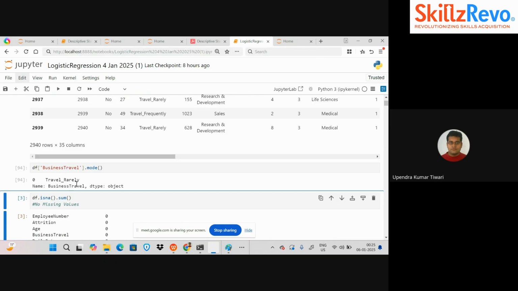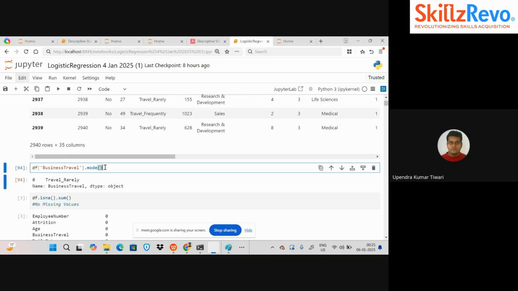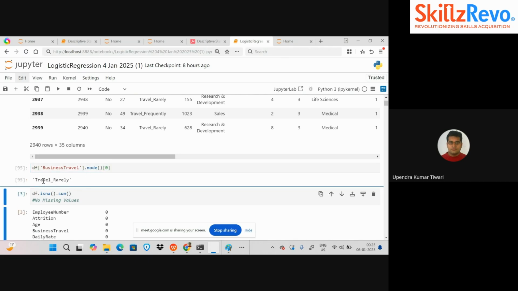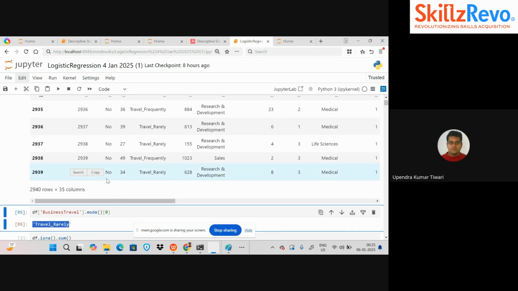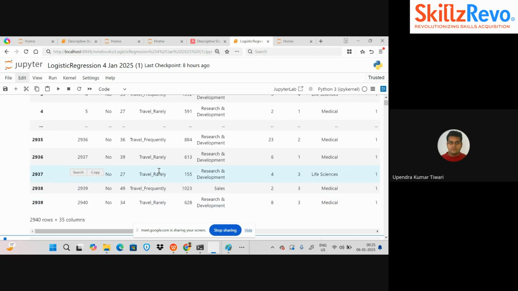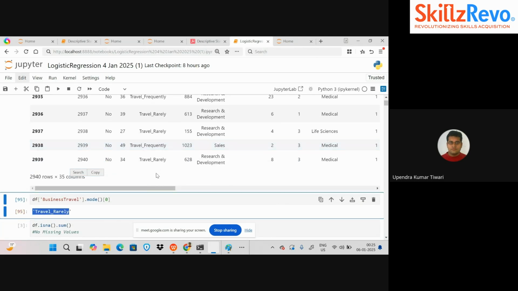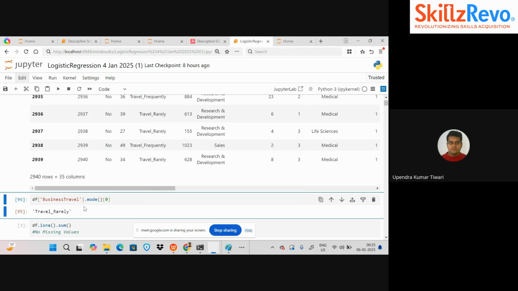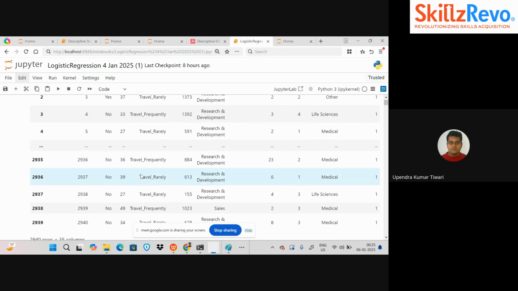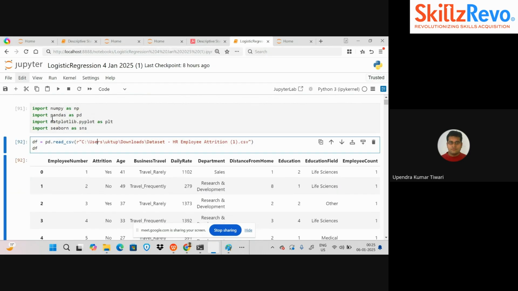See, what is the mode? Even if I take index 0, what is the mode of the business travel? Travel rarely, no? So how has it calculated? It first calculates the frequency count of each category in business travel, and whichever category has the highest frequency count, it declares as the mode.